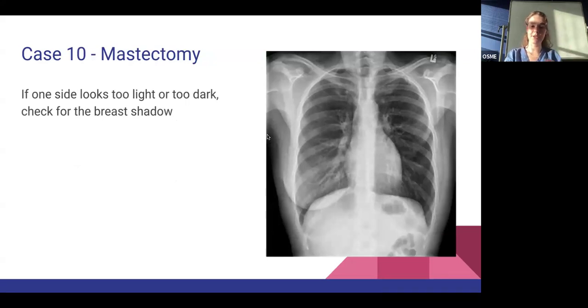Just quickly, if you see one lung that looks darker than the other, so here I would have said this lung is darker, just have a quick look for breasts. Especially if there's only one, check for breast shadows, and just don't be someone that thinks that there's consolidation when it's actually just a breast.